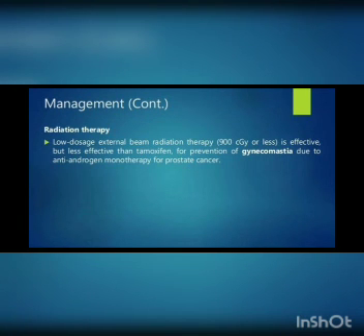Radiation therapy. Low dosage external beam radiation therapy is effective but less effective than tamoxifen for prevention of gynecomastia due to anti-androgen monotherapy for prostate cancer. We will do radiation therapy because it is a benign enlargement of the male breast, that is, the radiation therapy is carried out.